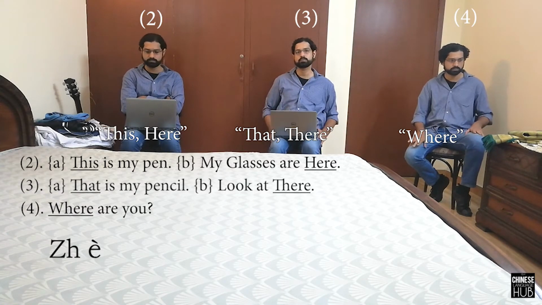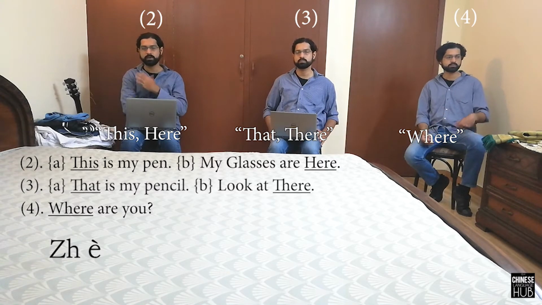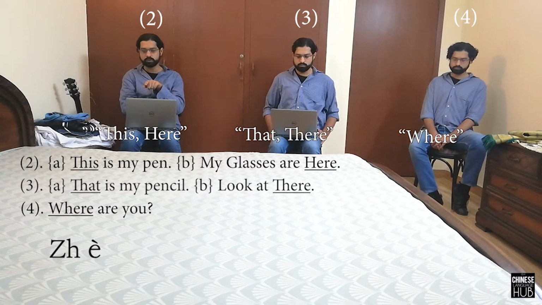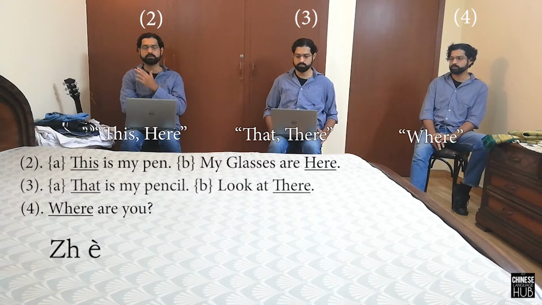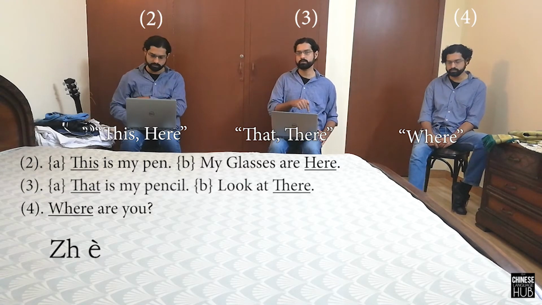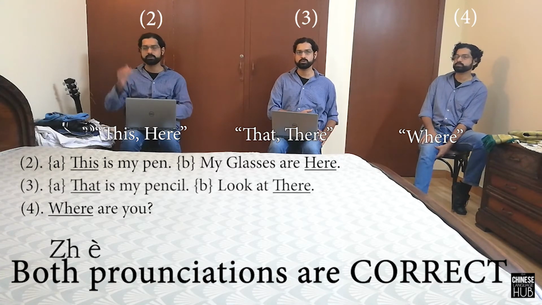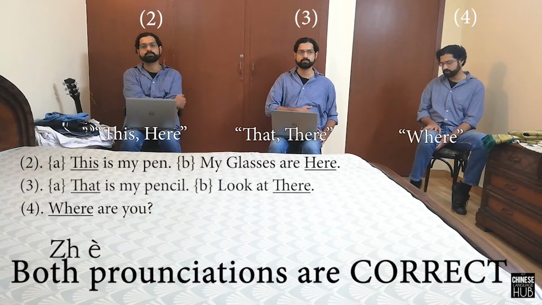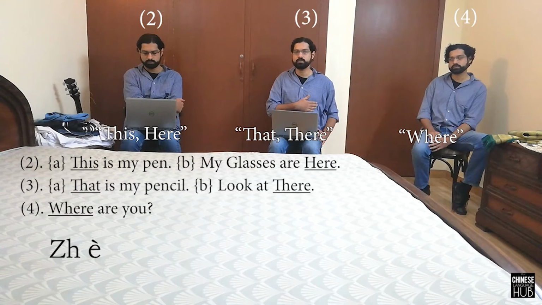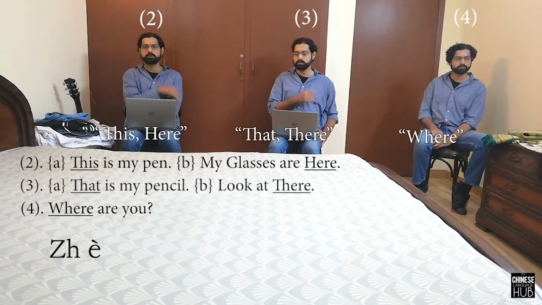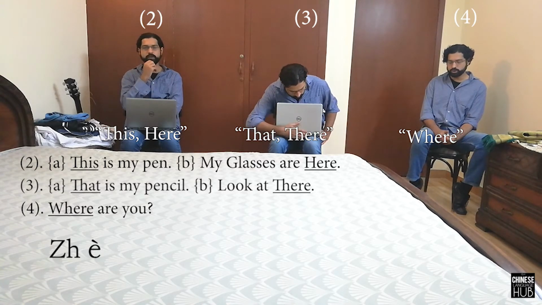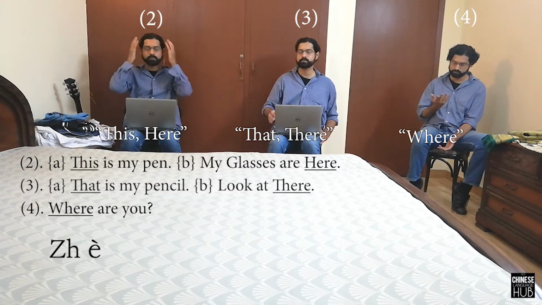The sentence that was given to student number 2, this is my pen. Let's replace the word that we learned today for this. Ch is my pen. Or che is my pen. Student number 1, repeat it after me. Che is my pen.